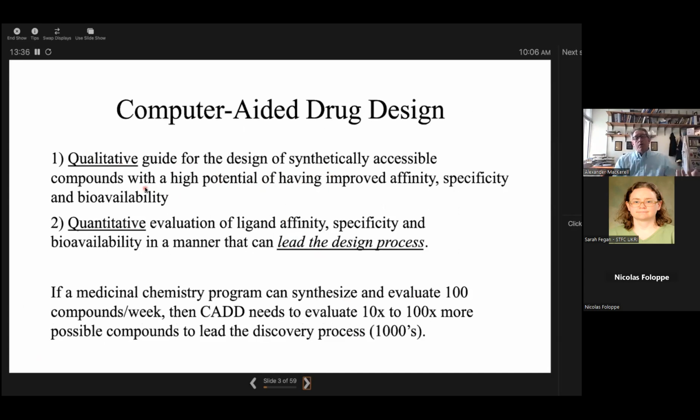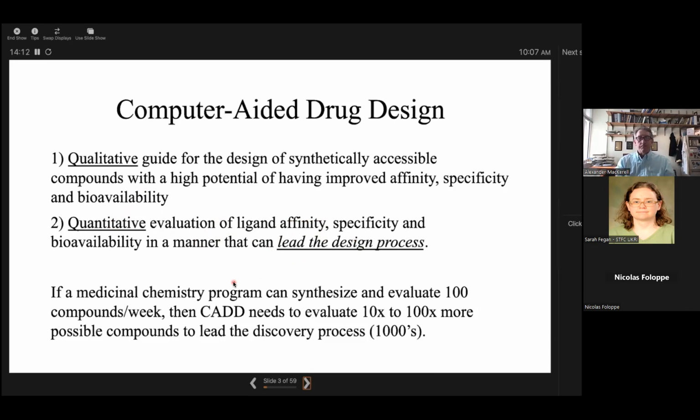And we then want to make a quantitative evaluation of whether that ligand will actually bind better, be more specific. And we want to gain that quantitative information at a rate that can lead the design process. So the medicinal chemistry program can synthesize and evaluate, say, 100 compounds per week. Then our CADD methodology needs to evaluate at least a factor of 10 more than that on a weekly basis. So we need a method that is of sufficient accuracy and speed that it can lead the drug design process.